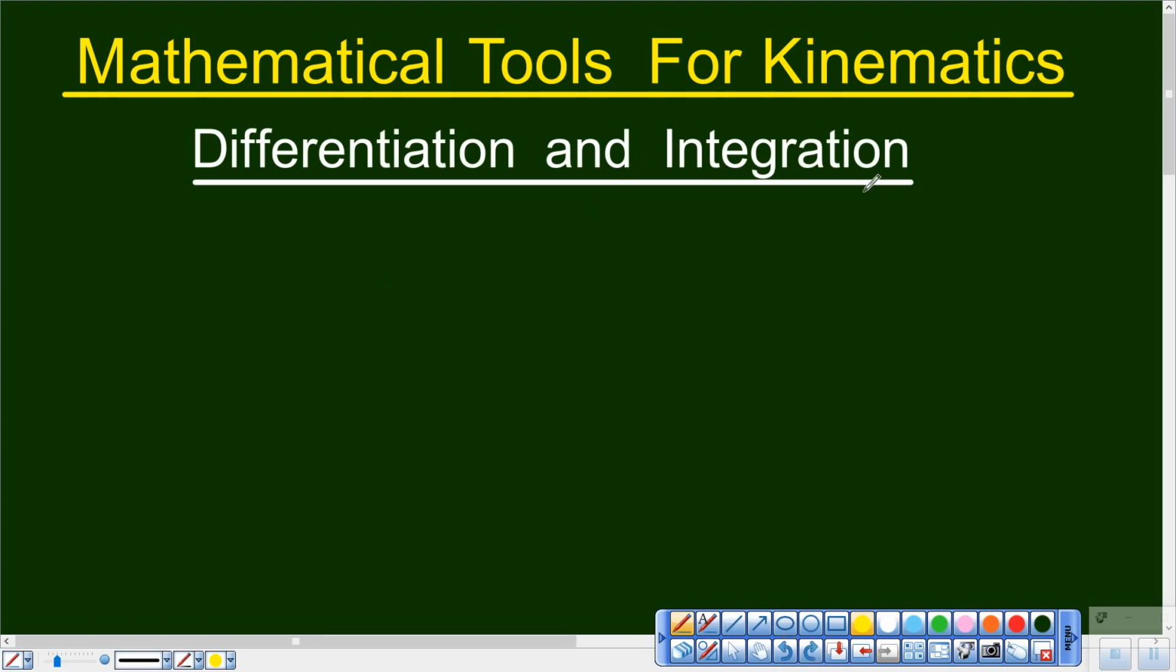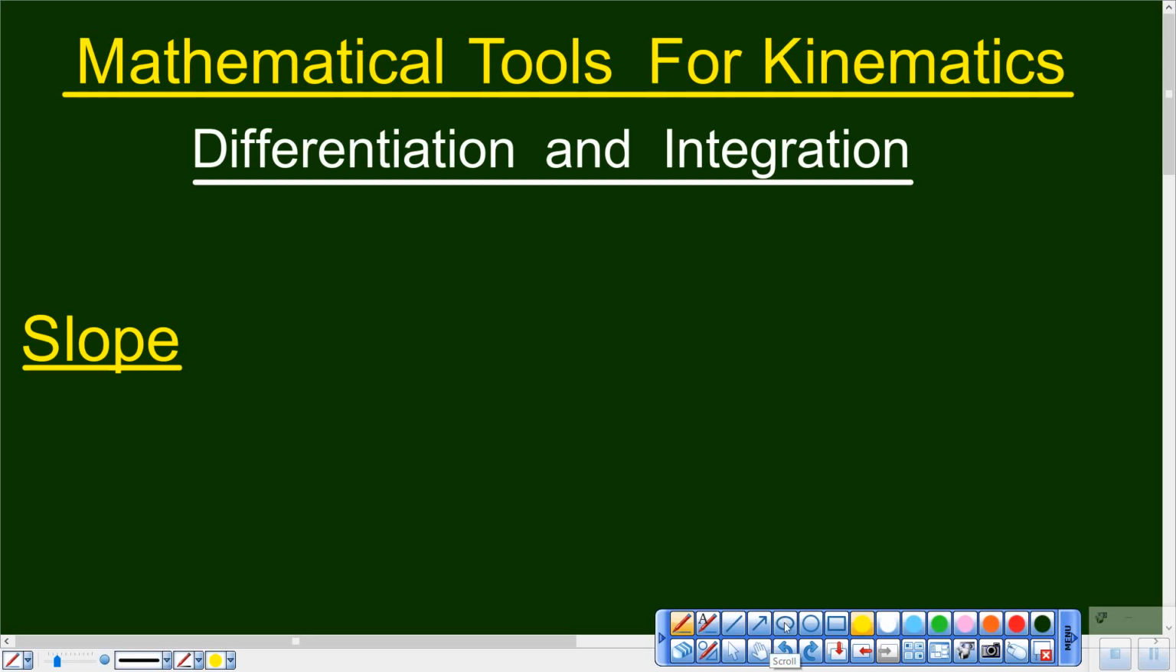Differentiation and integration are two such fundamental tools. So I discuss differentiation and integration to the extent they are required for the purpose of kinematics. The first thing you need to understand for understanding differentiation is the notion of slope.